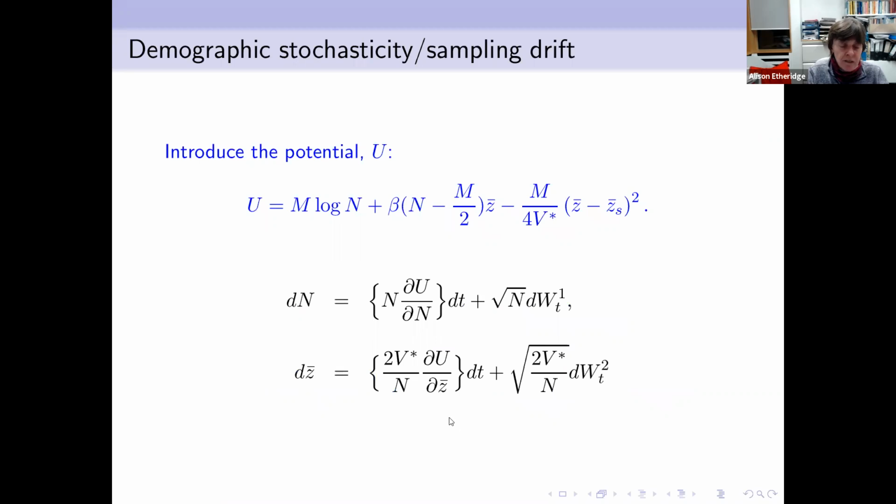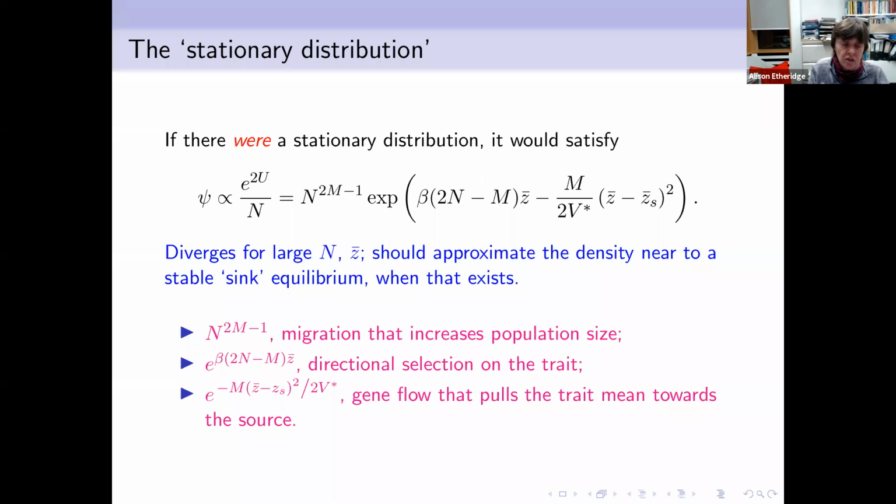And the nice thing about that is that we can find a potential so that the pair n and z bar take a very particular form. And for equations of this form, one can pull out one's favorite book on applied stochastic calculus and see that if there were a stationary distribution, a joint stationary distribution for trait value and population size, it would take the form e to the twice U over M.